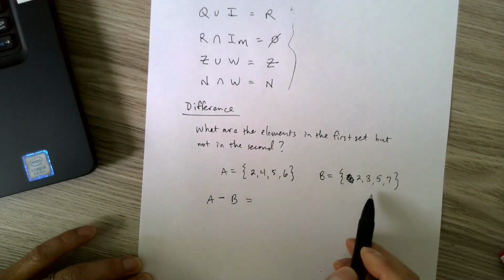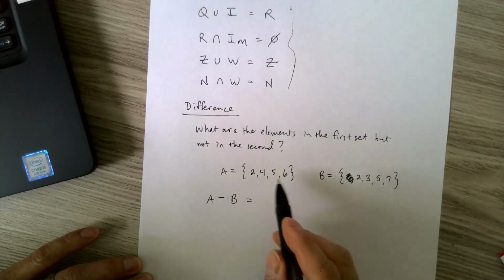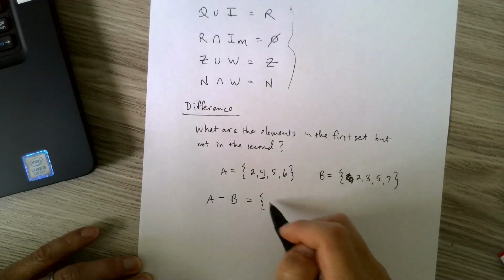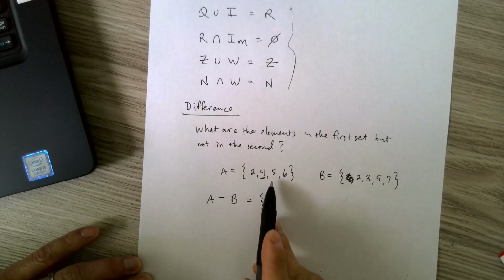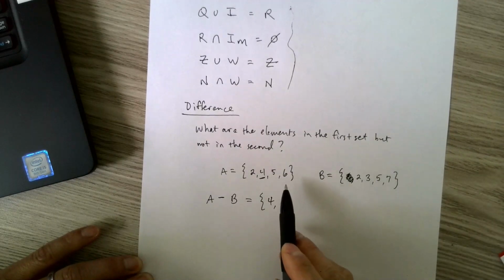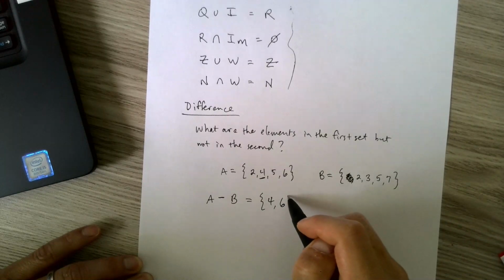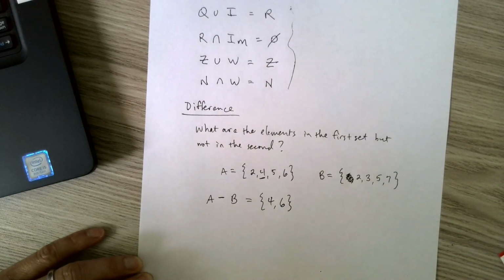So I do a quick scan, and I notice they both have 2. I have a 4 here, but not here. So that's one of them. I have a 5 in both. I have a 6 here, and not here. So 4 and 6. Just 4 and 6.